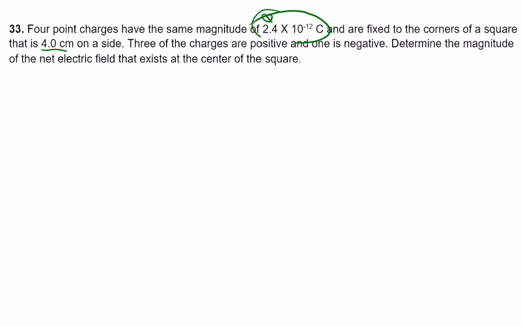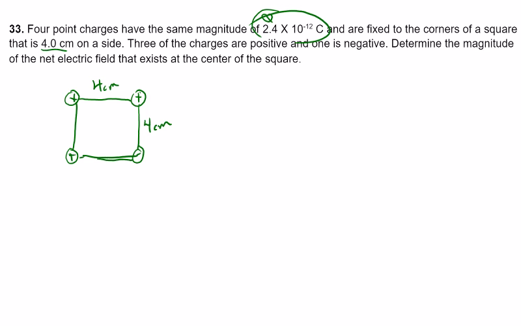So let's just go ahead and draw this out. We've got a charge here, a charge here, a charge here, and a charge here. So these are the corners of a square. No, that's not the best square, and this is 4 centimeters on a side. So 4 centimeters by 4 centimeters. And it says 3 of them are positive and 1 is negative. It doesn't really matter how we do it, so I'm just going to go positive, positive, positive, negative.